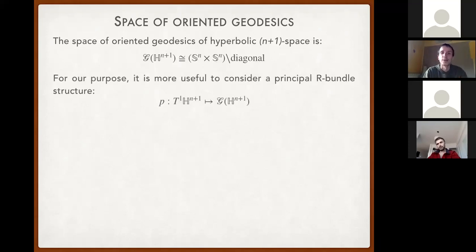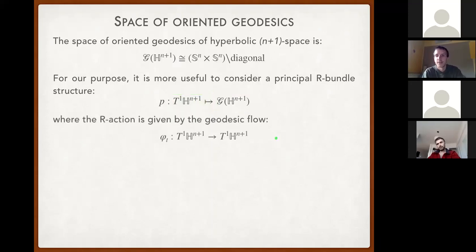But for us, it will be more useful to take a different approach and consider our space of oriented geodesics as the base of a certain principal R-bundle whose total space is the unit tangent bundle of your manifold. So let me tell you how this principal bundle is defined. Well, we have an action of R, which is just given by the geodesic flow. And this is the action which moves points in the fiber.